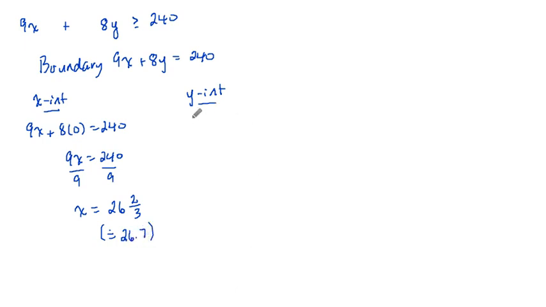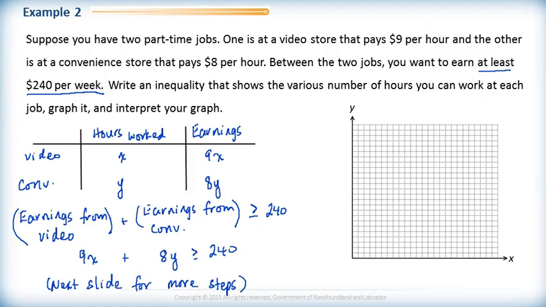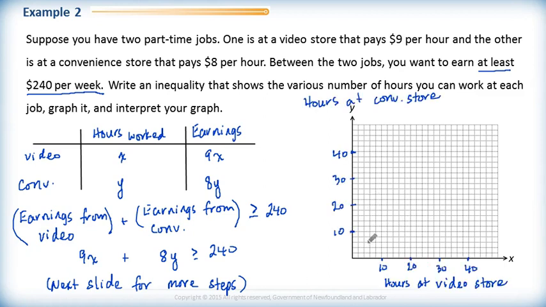Now, the y-intercept, we put in 0 for the x. This one works out to a nice whole number. 8y equals 240. Divide both sides by 8, and we get y equals 30. Because of the numbers involved, 26.7 and 30 for my intercepts, I should probably go by at least 2's on this graph. So I've marked off my scale.